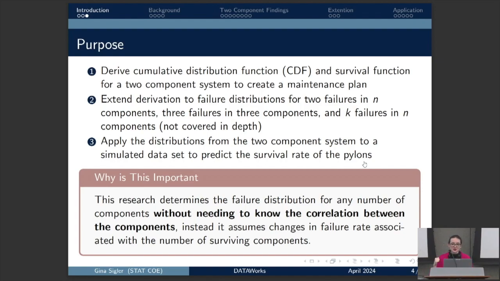And then finally, I want to do prediction of survival rates, right? Because we're all about, in the applied world, the prediction of things. So why is this important?